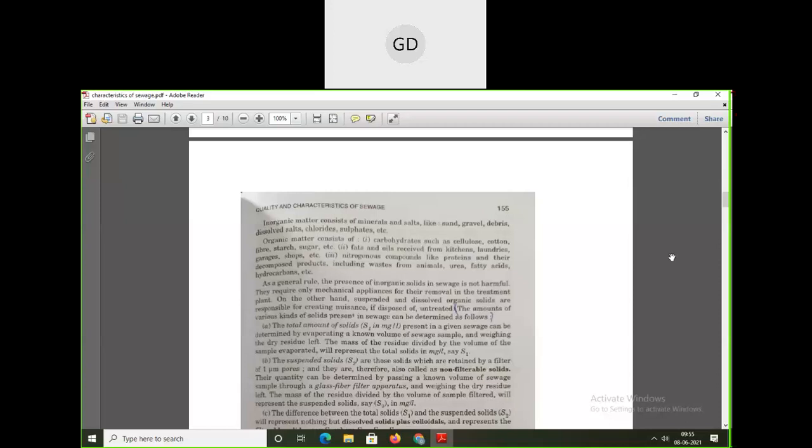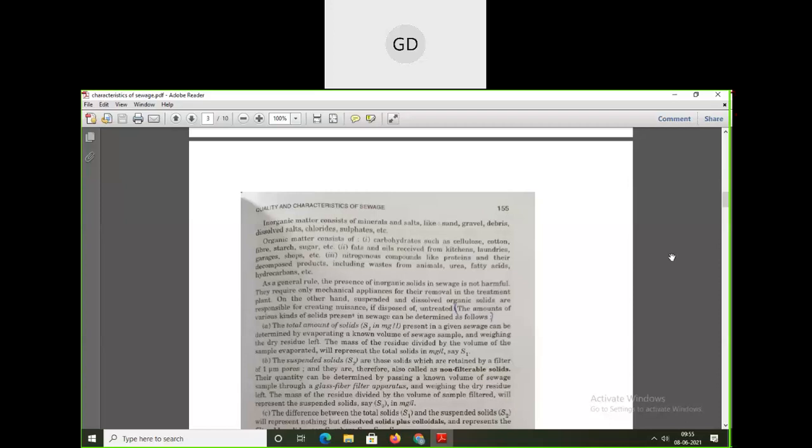Next, the solids again comprise two types: one is organic solids, and the second one is inorganic solids.